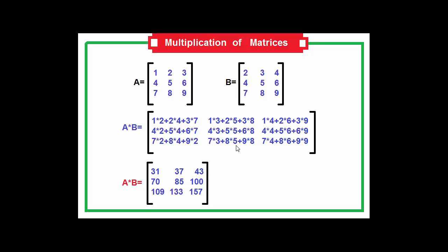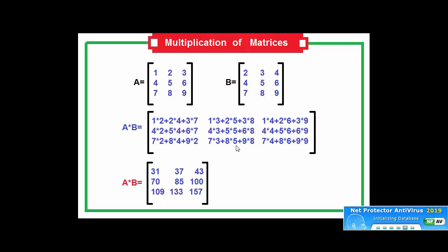In this way, we will repeat the same procedure for second row of matrix A and then for third row of matrix A, that is row 2 of matrix A with first column of matrix B, row 2 of matrix A with the second column of matrix B, and then row 2 of matrix A with the third column of matrix B. We will repeat the same procedure for row 3 of matrix A with all the 3 columns of matrix B. I think you understand this concept very well.